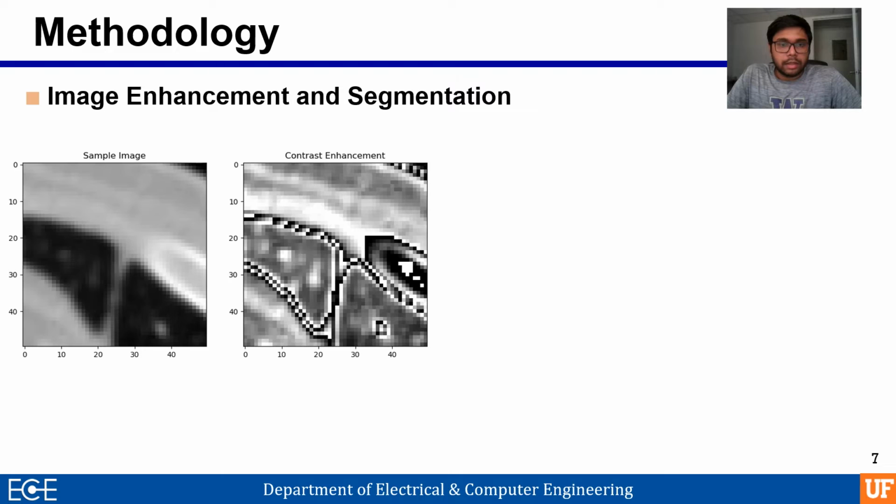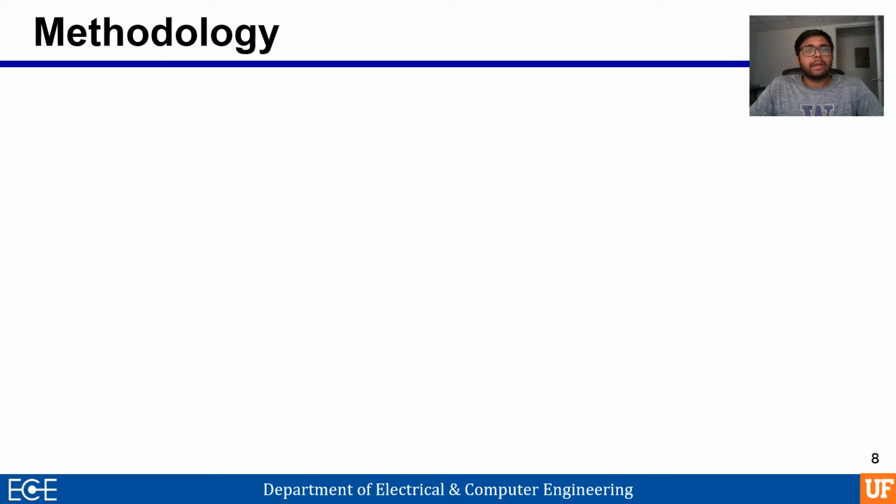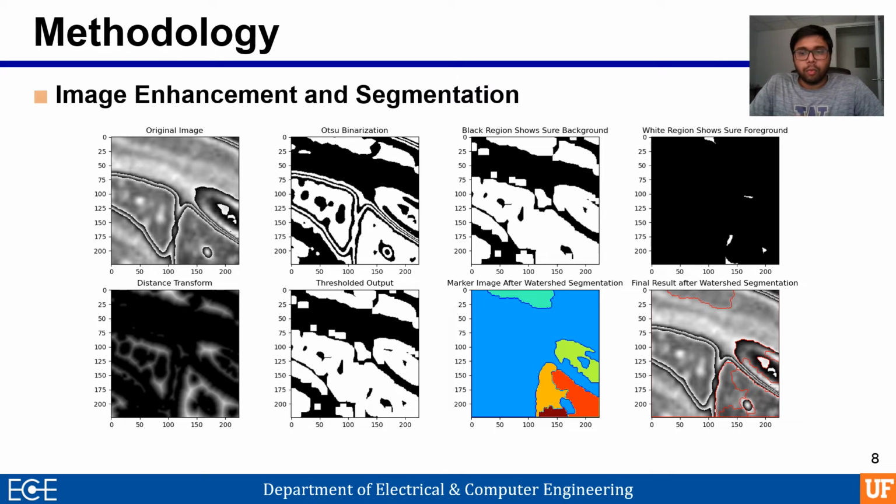Before going to the classification stage, there were some image processing and segmentation steps followed. I used contrast enhancement to improve the contrast and quality of the image. I also explored Canny edge detection to see the edges of the nodules. Then I explored the watershed algorithm.